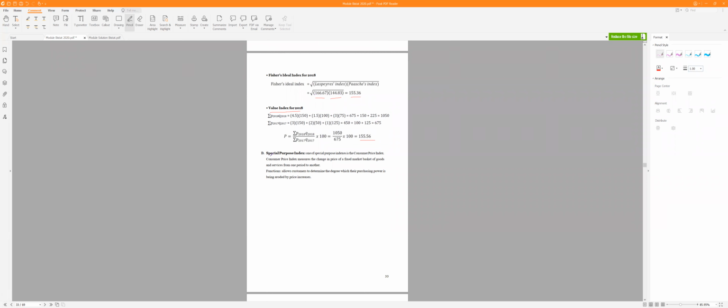So D is the special purpose index. This is the final one. So there's four. This is the fourth one. So there's 4 indexes actually, not 3, not 2. One of the special purpose indexes is the consumer price index. I don't know if you've heard of this before, but okay.